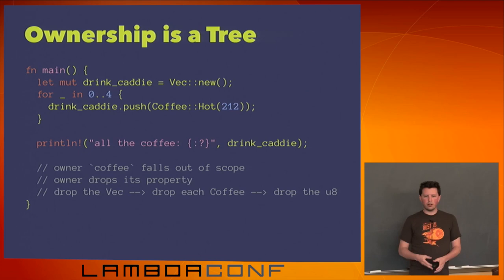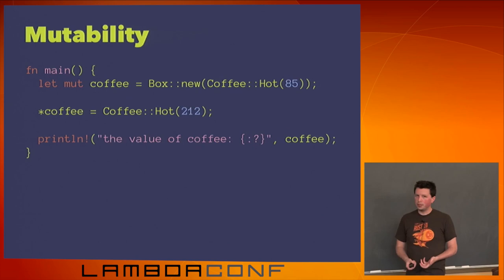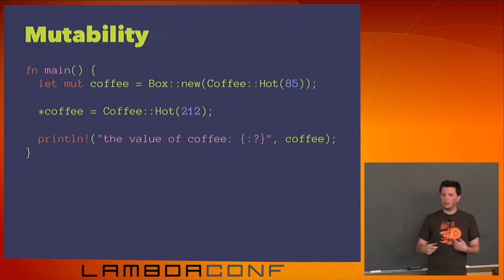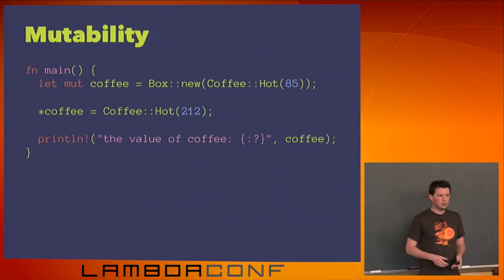Whenever we want to do mutability, we can rely on ownership for that as well, because we know the owner is the one responsible for providing access to that resource. The owner is free to do mutation because no one else is watching. In this example, a box is a heap allocated pointer to some contents that owns its contents. So we can mutate that as much as we'd like and reheat our coffee.